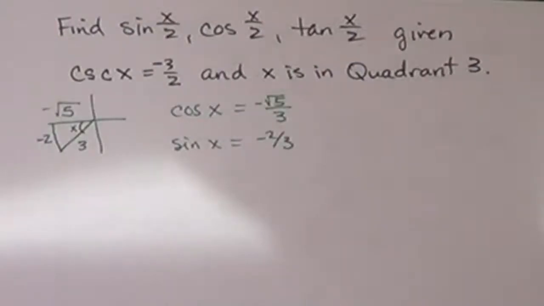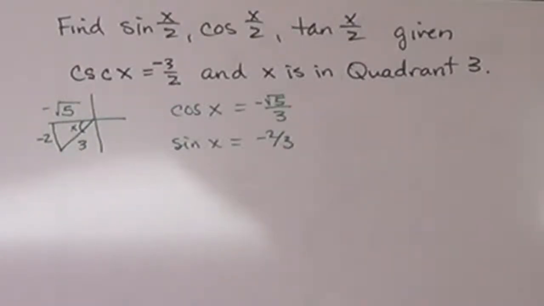So setting up my triangle in quadrant 3, we'll have that the opposite over the hypotenuse is negative 2 over 3. And using the Pythagorean theorem, we can get the other side as square root of 5. Again, we're going to make that negative since we are in quadrant 3. So our cosine of x is going to be negative root 5 over 3, and our sine of x is going to be negative 2/3. And now using that information, we can set up our sines and cosines and so forth.